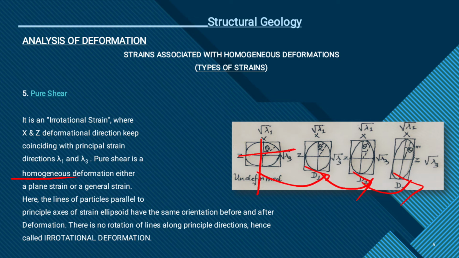Then they can overlap each other. Where the lines of particles are parallel, there is no rotation along the principal direction. Hence, they are irrotational. Since there is no rotation, they are termed irrotational deformation.